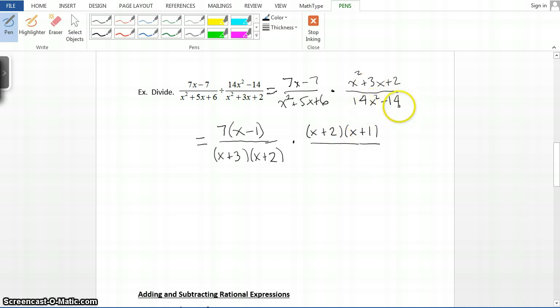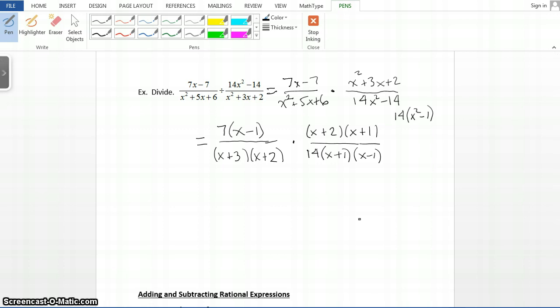And this denominator, look, if I pull a 14 out, let me do it right here. I'll have x squared minus 1 with a 14 on the outside. So you can see that this is a difference of squares. So my 14 will be out front. The x squared minus 1 factors to x plus 1 times x minus 1.